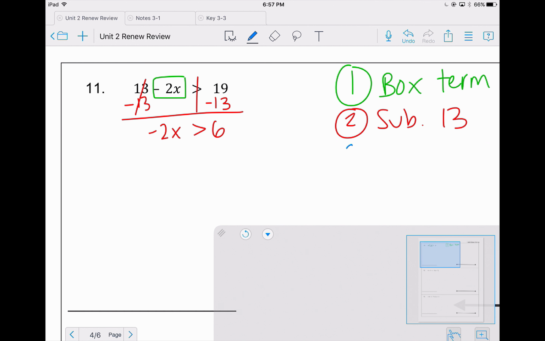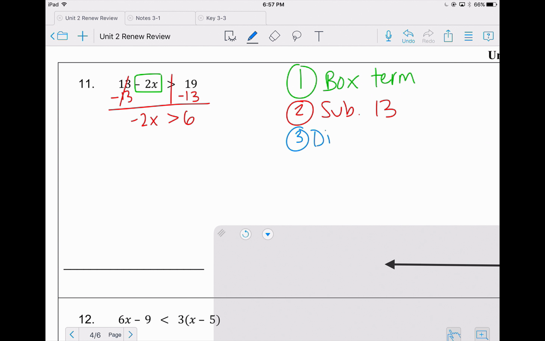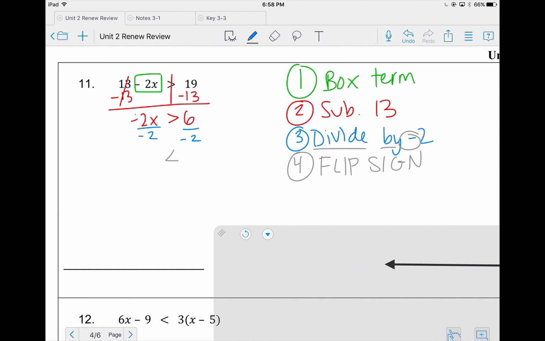From here, -2 and x are attached through multiplication. To get rid of multiplication, the opposite is division. So I'm going to divide by -2. And then, like I was saying in the first video, I'm immediately going to remember to flip my sign because I said the words divide by negative. So I'm just going to go ahead and flip my sign before I move anything else. I divide both sides by -2, and x is less than -3.